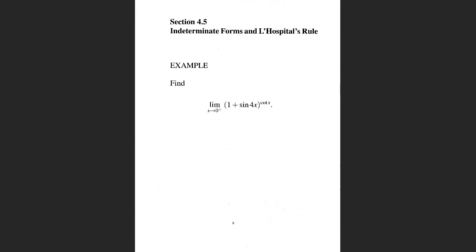Okay, so wow, look at this problem. We're taking the limit as x approaches 0 from the right of the function 1 plus the sine of 4x raised to the power of the cotangent of x. Okay, so let's see here.